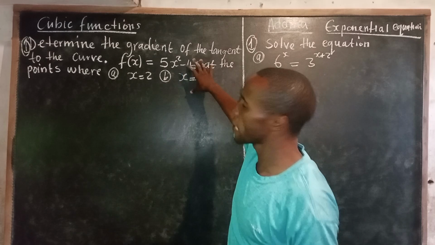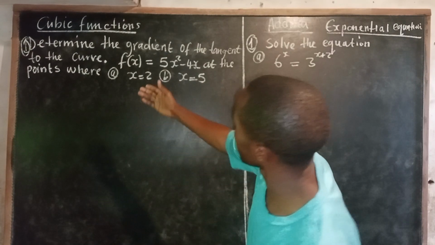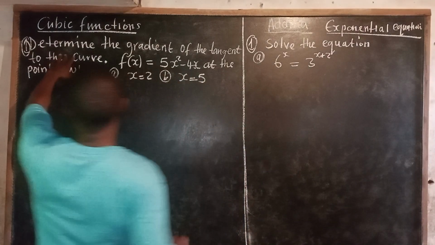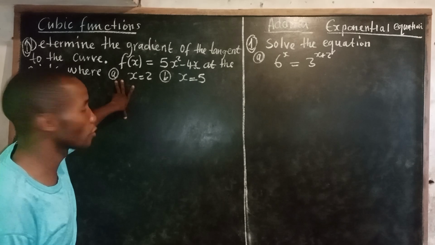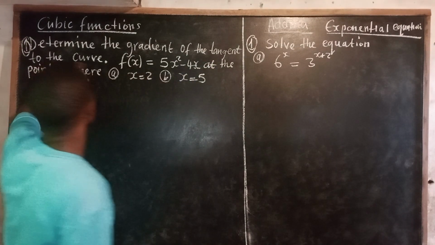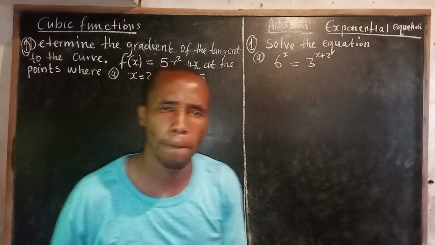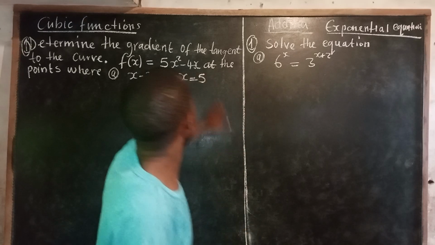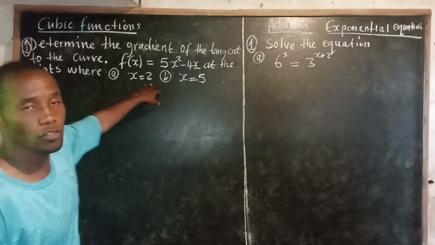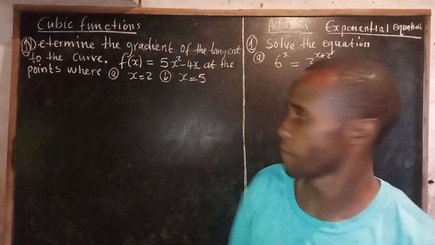Still on cubic functions. Today's lesson we are going to look at the one on the chalkboard. Let me quickly run you through how we are going to handle this particular question. Determine the gradient of the tangent to the curve f of x is equal to 5x squared minus 4x at the points where A, x is equal to 2, B, x is equal to 5.